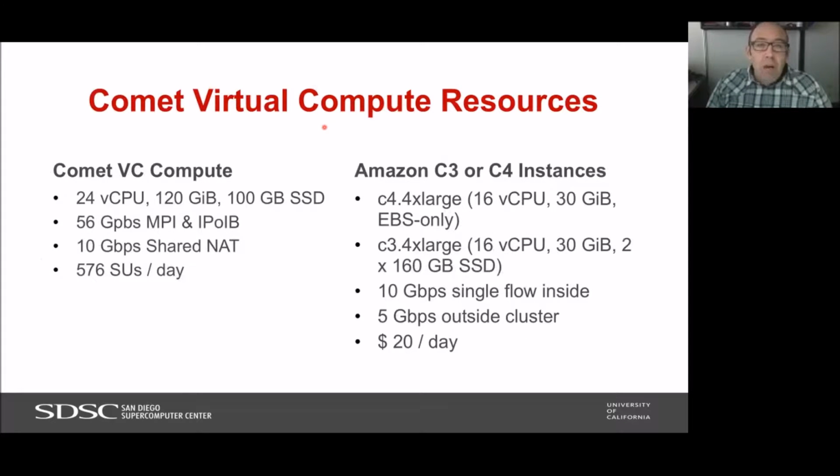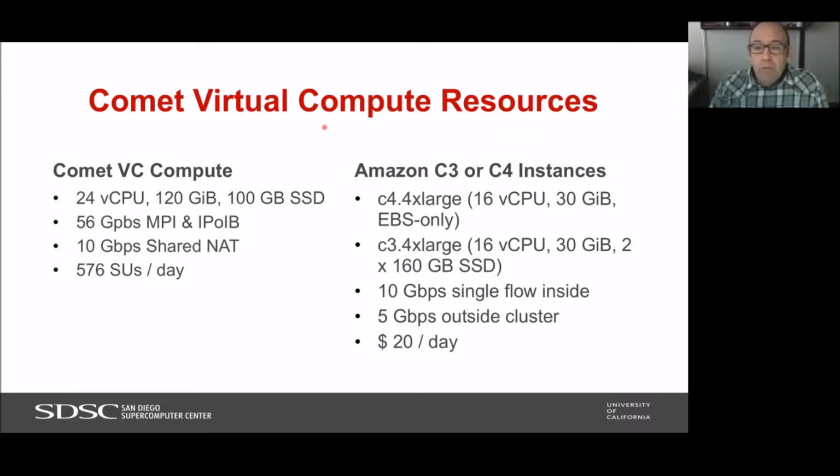Comparing Comet virtual compute resources to other resources that are out there, a Comet virtual compute node gets all 24 cores on the machine and virtually all of the memory available in the physical machine, as well as up to about 100 gigabyte SSD backed virtual disk local to the node. We've got the FDR InfiniBand for MPI and IP over IB. We've got 10 gigabit Ethernet shared NAT through the front end for public network access. Basically, running a Comet VC node will burn about 576 SUs per day, and that's just on core hour compute time.